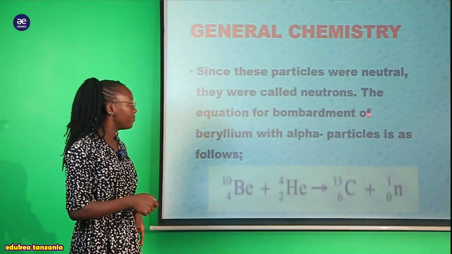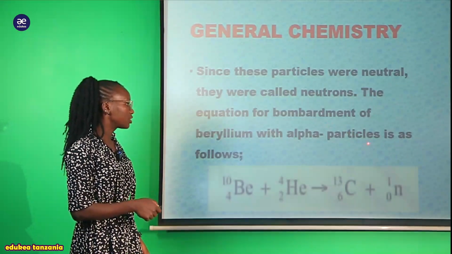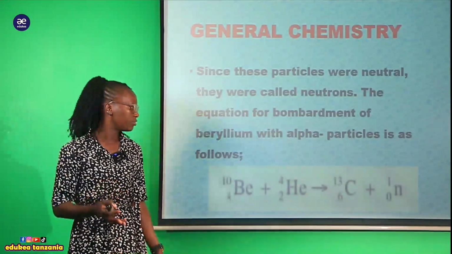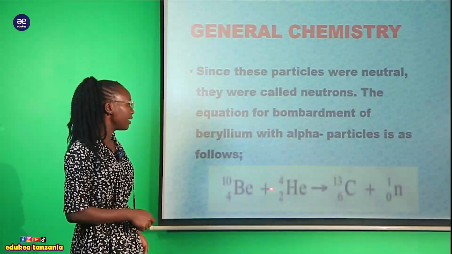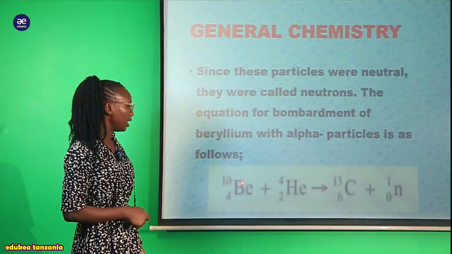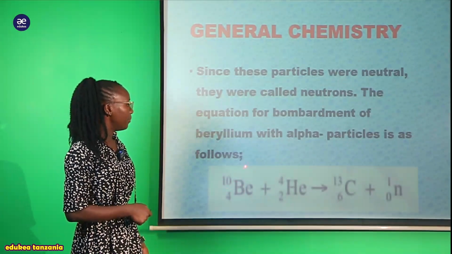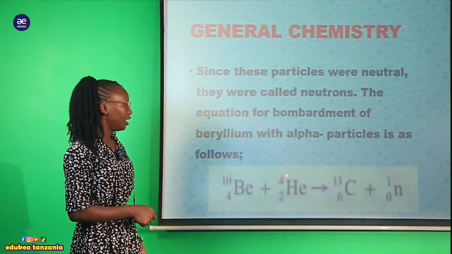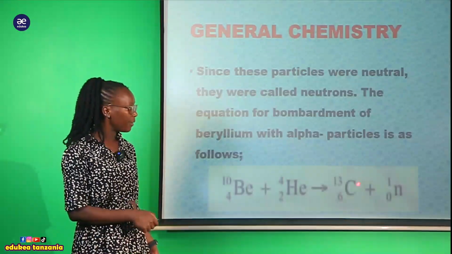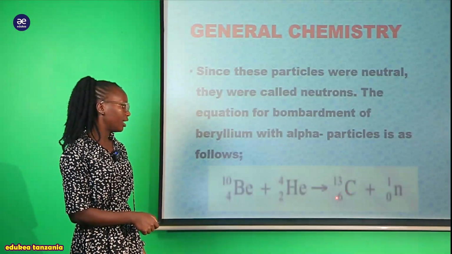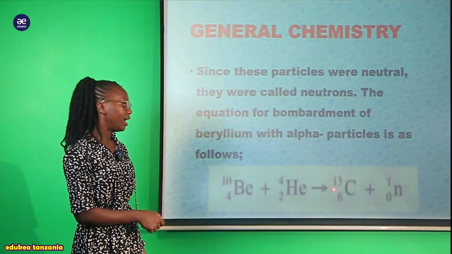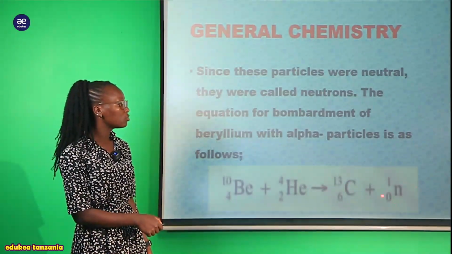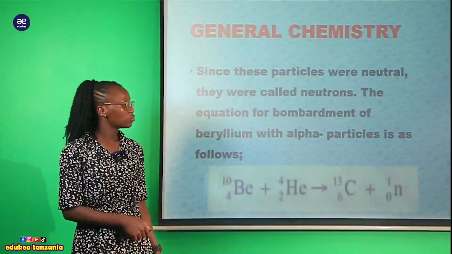The equation for the bombardment of the beryllium with the alpha particle is as follows. Alpha particle nimekwambia ni positive, so you can take even hydrogen or helium or whatever. So here is beryllium with the 4 atomic and 10 mass number, plus helium which is 2 atomic with the 4 mass number. But you can see that here we are going to have this compound carbon 6 with 13 atomic number. Kwa maana hiyo ni kwamba here we are going to have the 0.